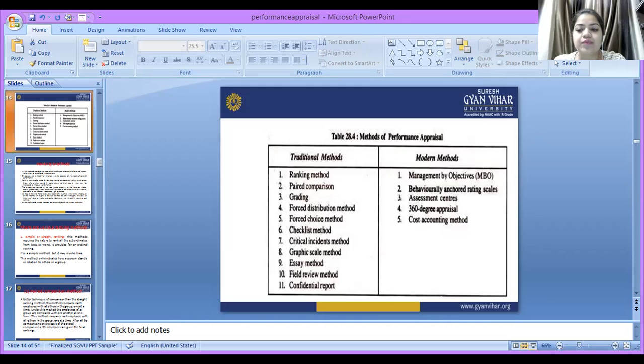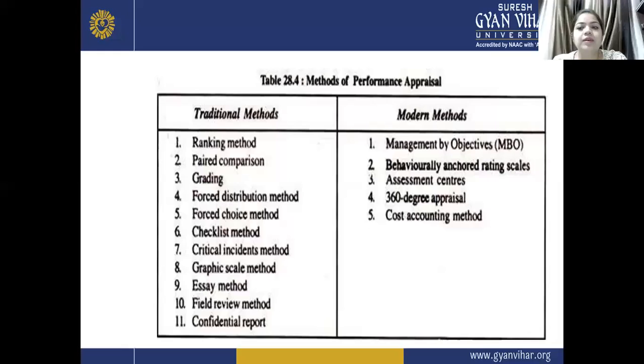In this lecture, there are two types of methods. The first one is the traditional method, and the second one is the modern method. What is the difference, what comes under the traditional method, and what comes under the modern method? Let's discuss this in this chapter.